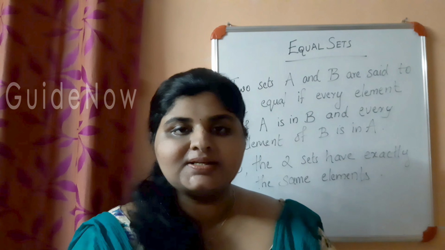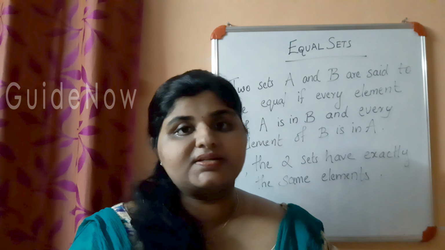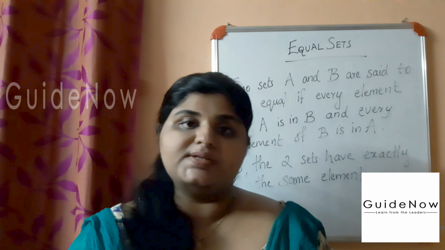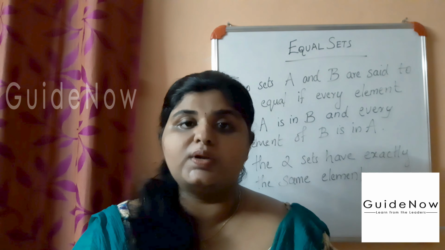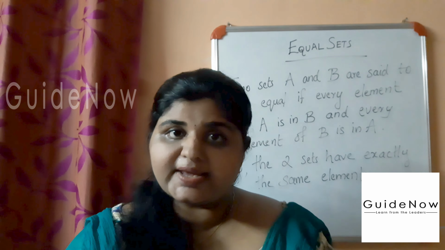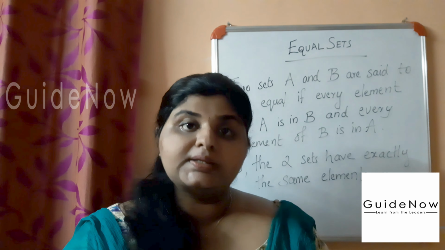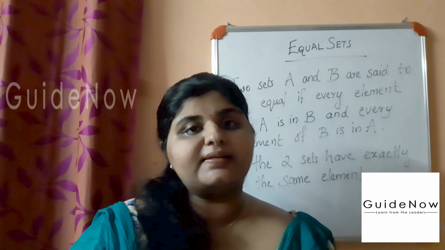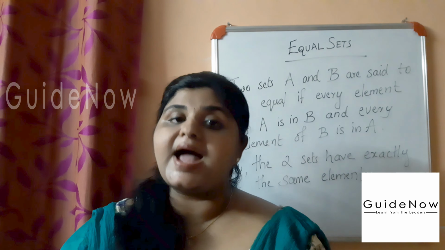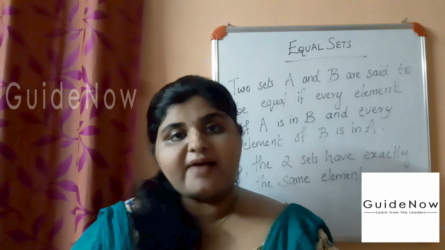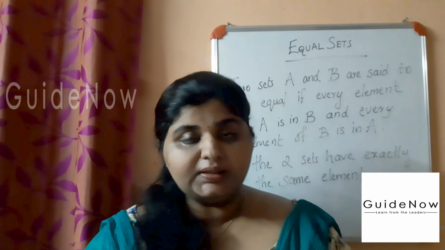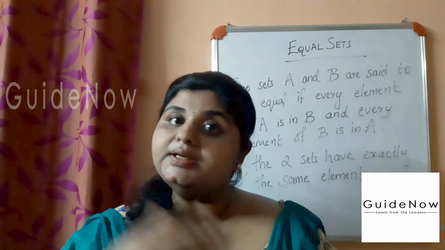Hi friends, today's topic we are discussing is equal sets. What is equal? Equal set means the sets having the same elements. If you take set A and set B, both sets have the same elements. That means A has the same elements that are in B, and B has the same elements that are in A.